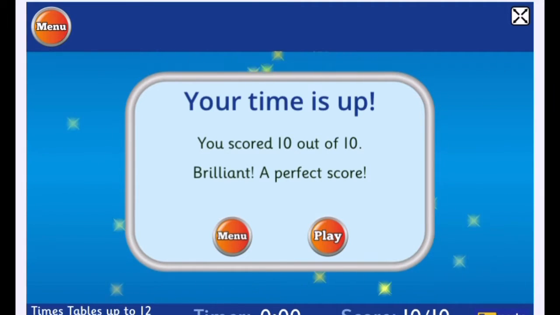Right, head over yourself to Hit the Button. See if you can have a go at the 10 times table and see how many you get. Remember, you're playing yourself, so try and achieve your personal best and then try and beat your own score.